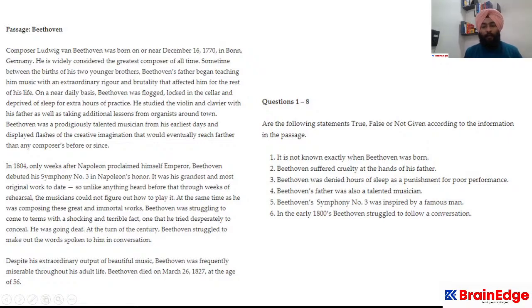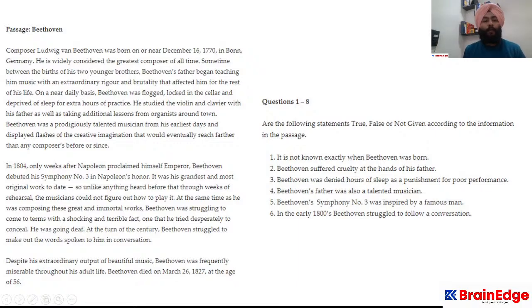Okay, Beethoven's Symphony Number 3 was inspired by a famous man. So he made Symphony Number 3. He had an ideal to follow. He was inspired. Somebody ignited a fire in him. Let's see, it is mentioned somewhere. Yes, because this is number 3, it's a keyword. Lock the sentence. So the sentence begins from here and ends at honor.